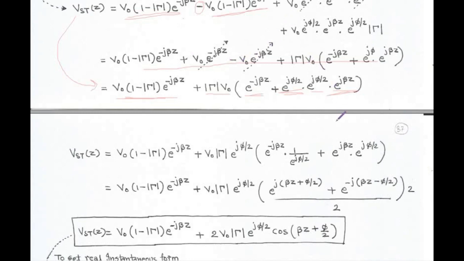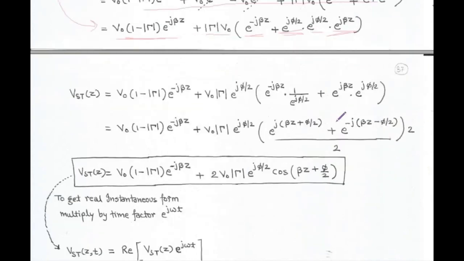Now in the second term we take e to the power j phi by 2 as common. So after taking e to the power j phi by 2 common, we get within bracket e to the power minus j beta z upon e to the power j phi by 2 plus e to the power j beta z into e to the power j phi by 2. So there is a positive sign between the exponent terms, so it becomes the formula of the cos. For this we multiply and divide by 2.